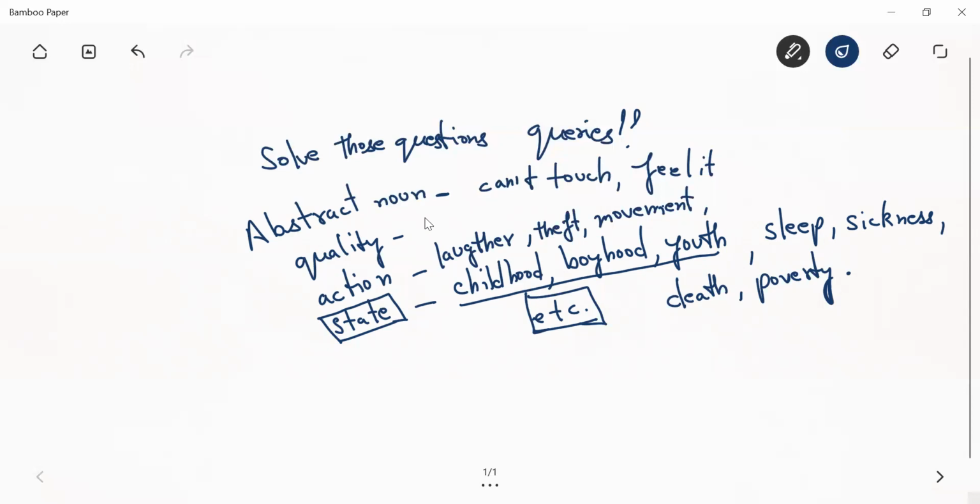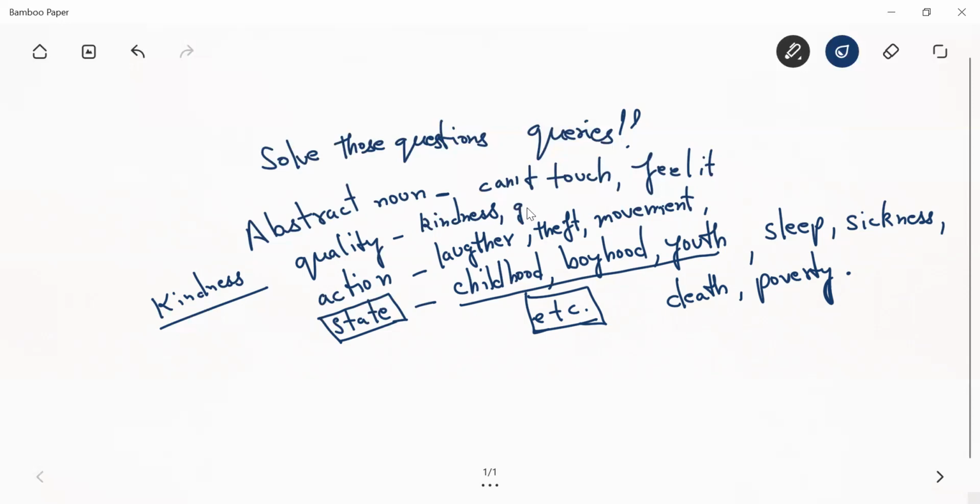Quality is, what is your quality? You might be very kind. Like kind quality, good quality, and bad quality. But for abstract noun, suppose kind, we can't say quality. We have to add ness, kindness. Kind is you are kind. When does it become a noun? It becomes a noun when we add ness to it, kindness. Kindness is quality.